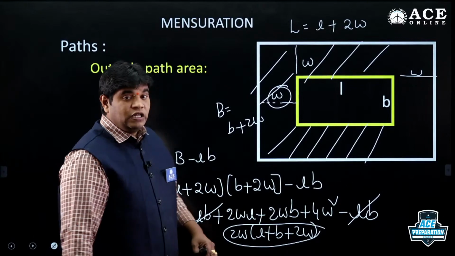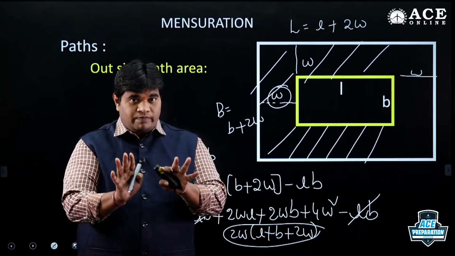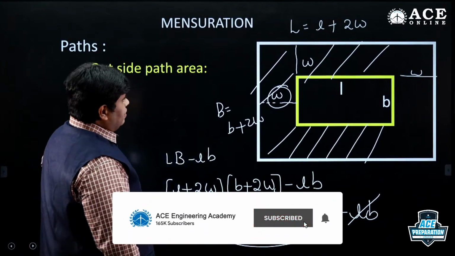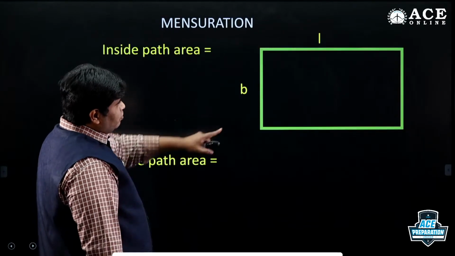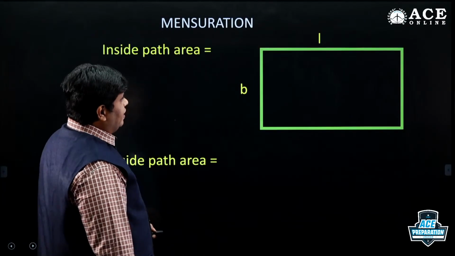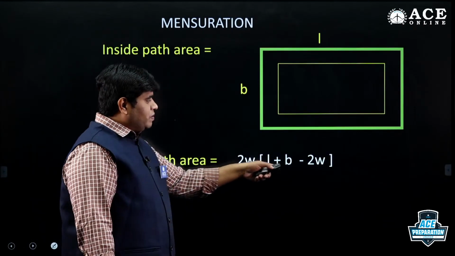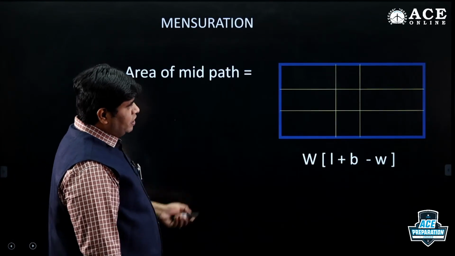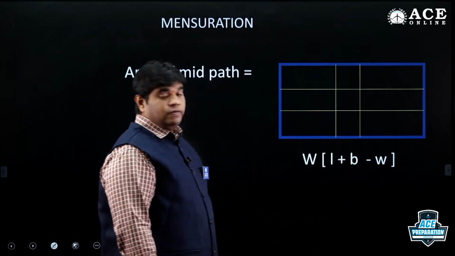This is the proof. In case you don't know anything, you can prove it like this also. I want to say that point, that's why I proved it here. The second one is not necessary directly. Now the inside path area: I am taking the gap inside. So 2W (L plus B minus 2W). Next, mid path area: W into (L plus B minus W).